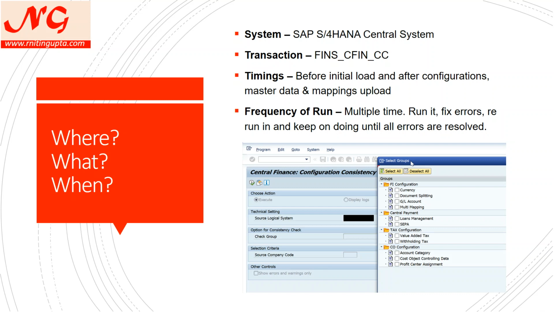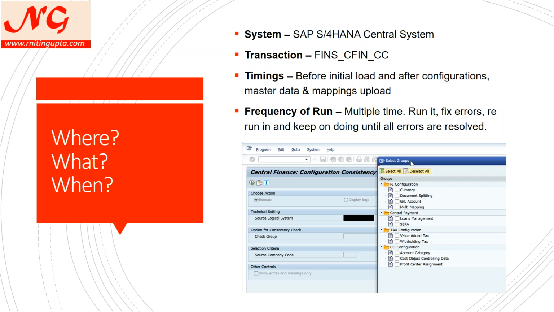Cost object controlling data checks the statistical order indicator between the systems for the cost object, for example an internal order. You create an internal order in source and it is a statistical order, but in CFIN it is a real order. Then it gives you a problem because your order data has to be consistent. It cannot be a statistical order mapped to a real object, unless you have put in some customization and custom code to sort this out because your design is like that.